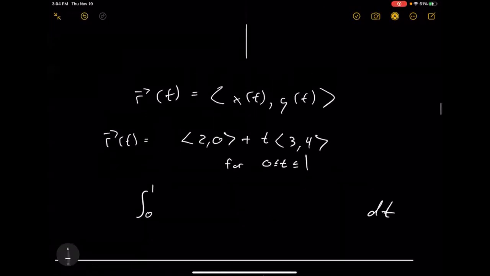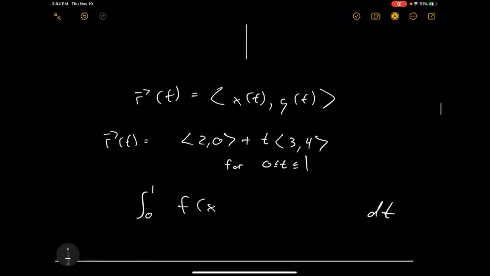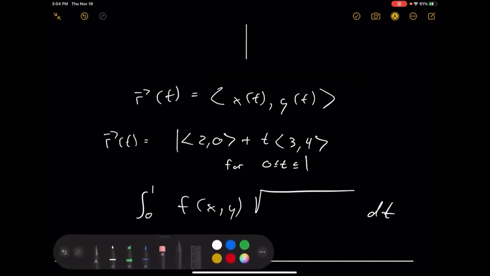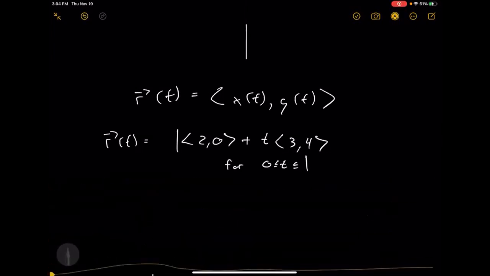Now I want to integrate f of x, y, and then dx dt squared plus dy dt squared. Now it might be a little confusing because this doesn't really match this, right? But we can combine this into a single vector to get it to kind of match a bit better our idea of what should be going on.